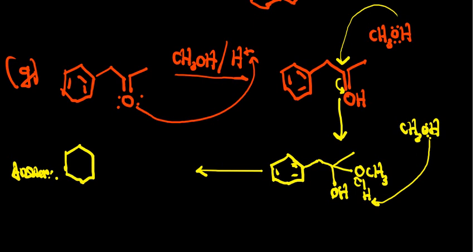There we go. OH. Then we're having OCH3. The OCH3, we're not having the hydrogen because the hydrogen has been picked away by the CH3OH, which is in the compound. And this becomes your final product.